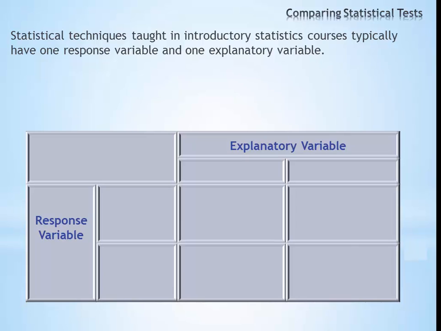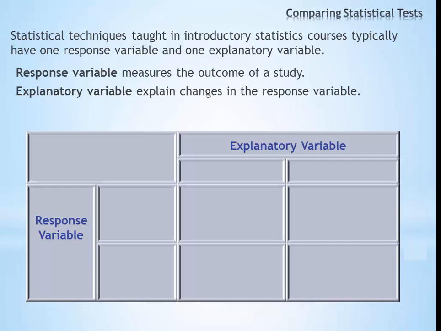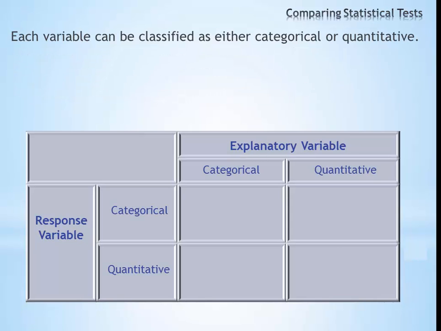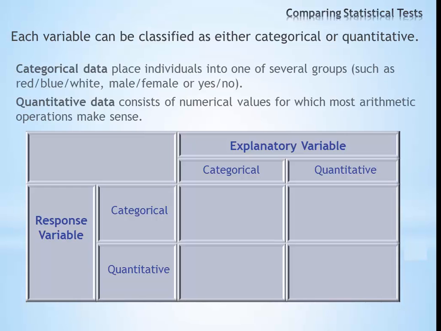Statistical techniques taught in introductory statistics courses typically have one response variable and one explanatory variable. The response variable measures the outcome of a study, and the explanatory variable explains changes in the response variable. In addition, each variable can be classified as either categorical or quantitative. Categorical data places individuals into one of several groups, while quantitative data consists of numerical values for which most arithmetic operations make sense.